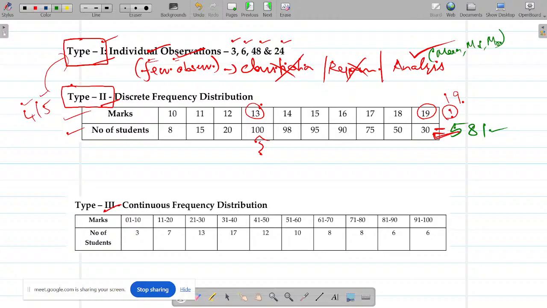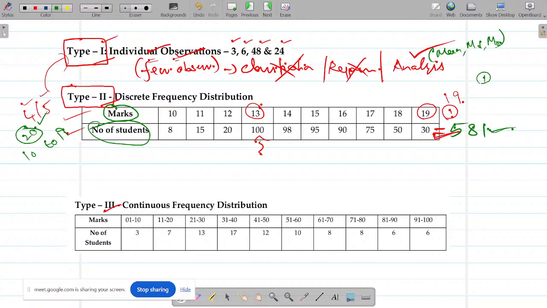I conducted a test. This is the heading here: marks and number of students. I conducted a test, maybe for 20 marks. How many secured less than 10? No data is given for less than 10, so 0. How many secured exactly 20? No students, 0. How many secured between 10 to 19? We have totally 581 students.